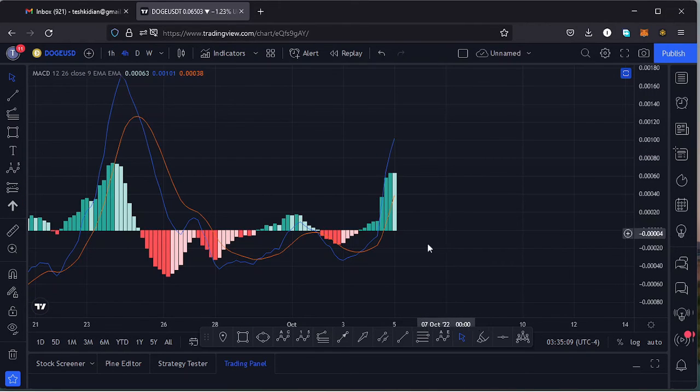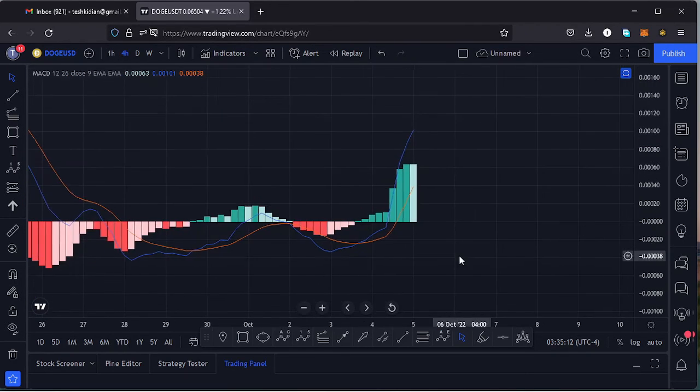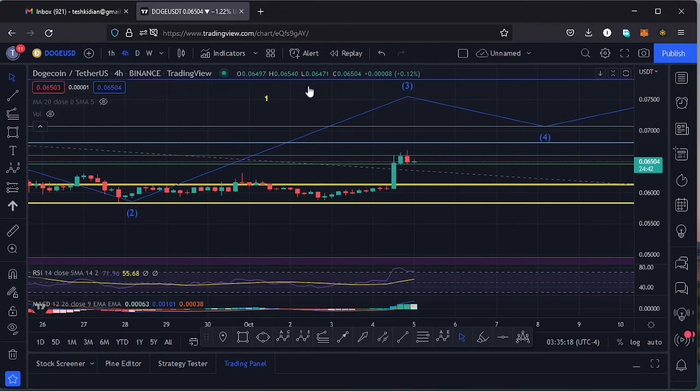Also taking a look at the market MACD. Here on the MACD we have printed a bullish cross, and that would mean higher prices could be coming our way. So let's be patient and see how that plays out, and I'll keep you updated.